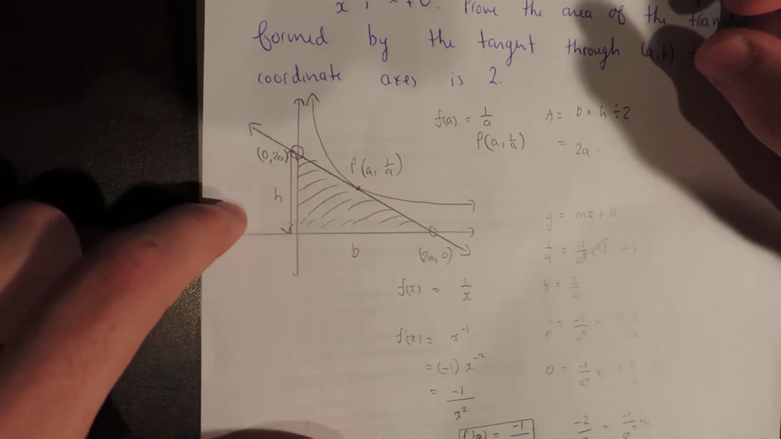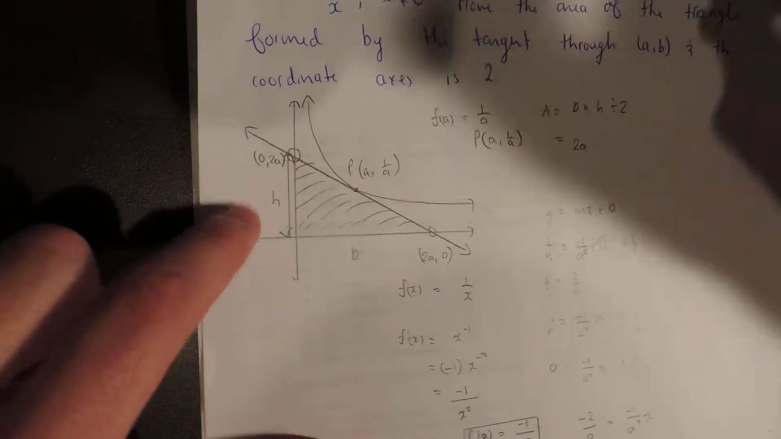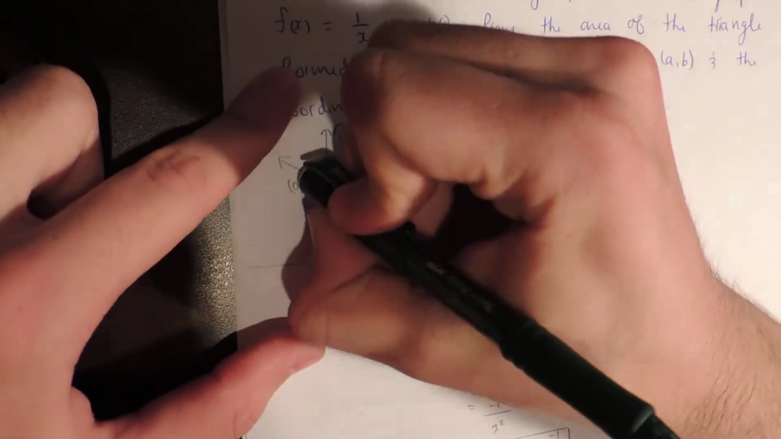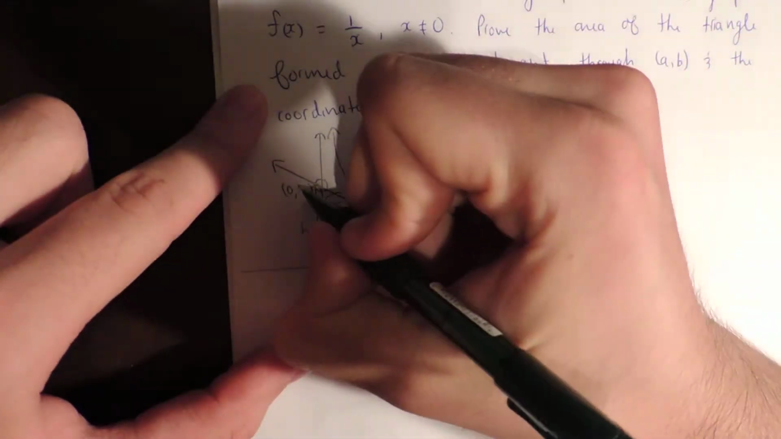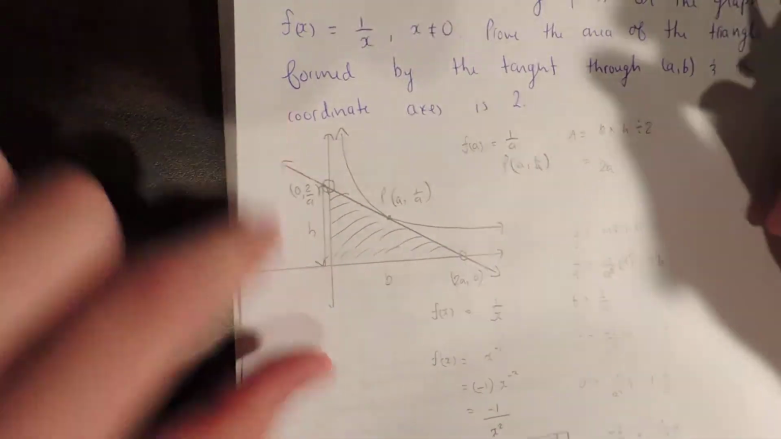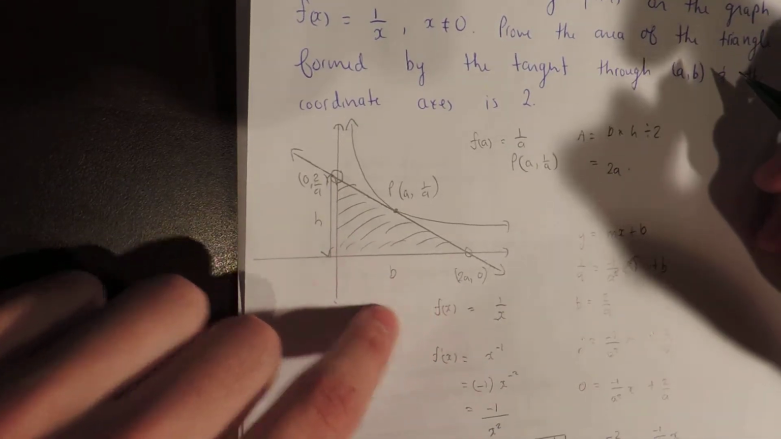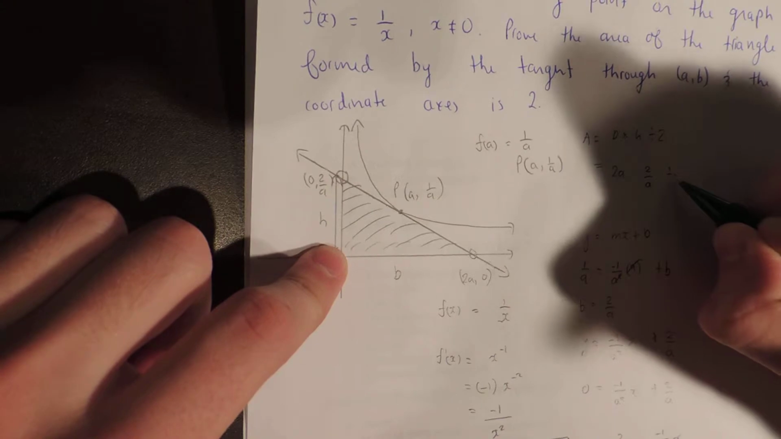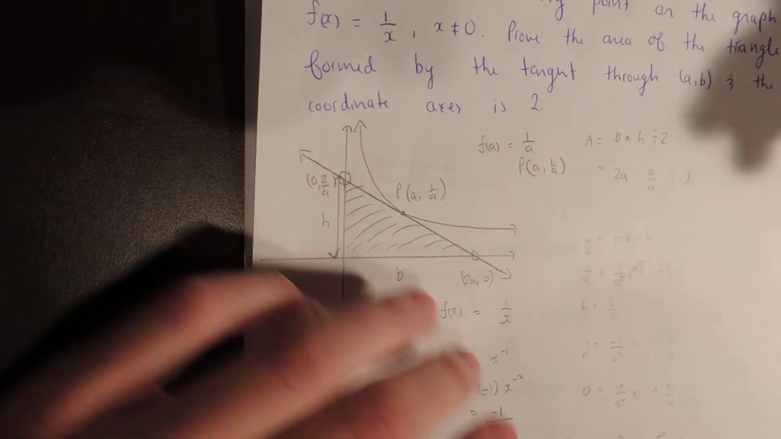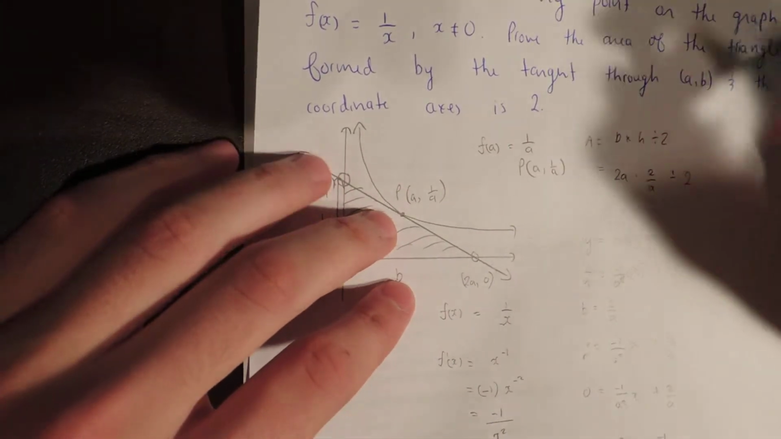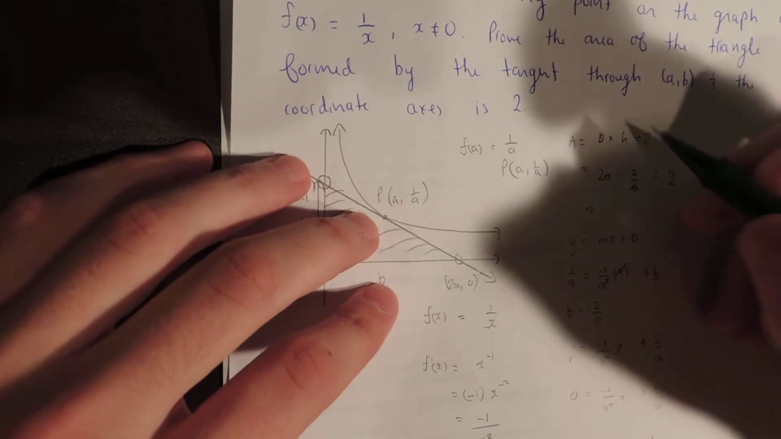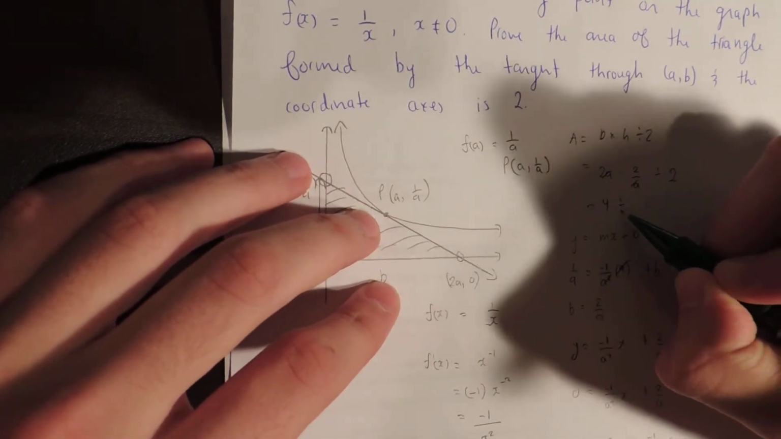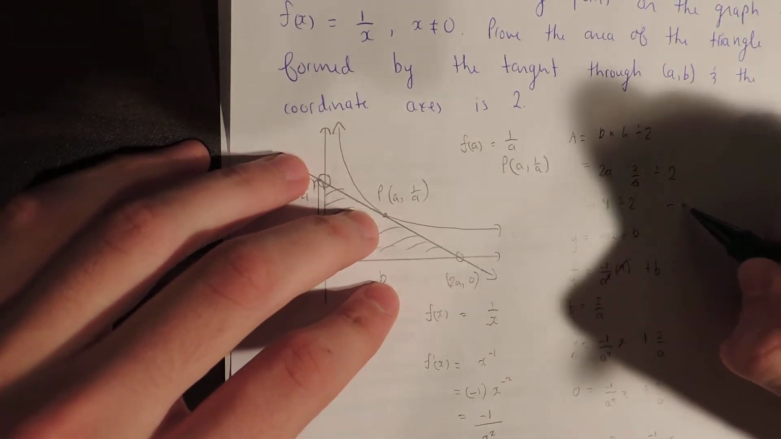It's 2 over a. I marked it wrong. I'm sorry, guys. This is 2 over a. So the base is 2a, the height is 2 over a, and you divide this by 2. So it's just basic math right now. You cross out the a's. 2 times 2 is 4. 4 divided by 2 is 2.